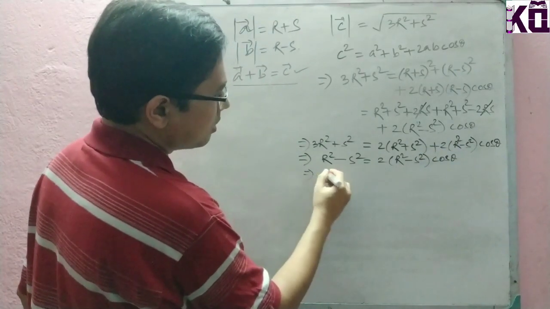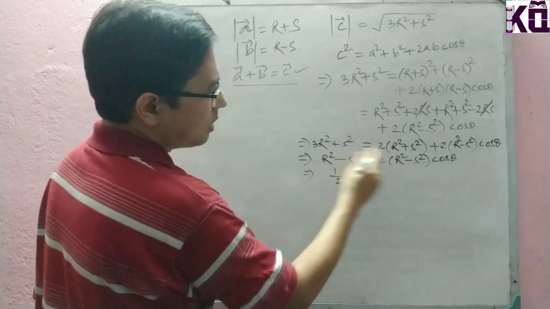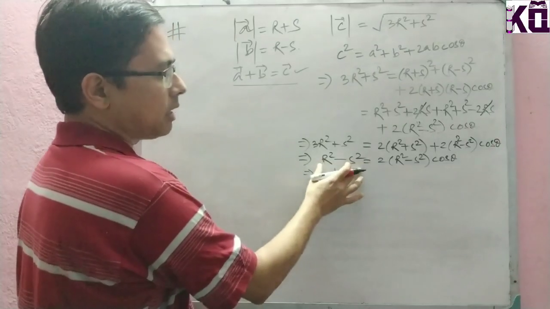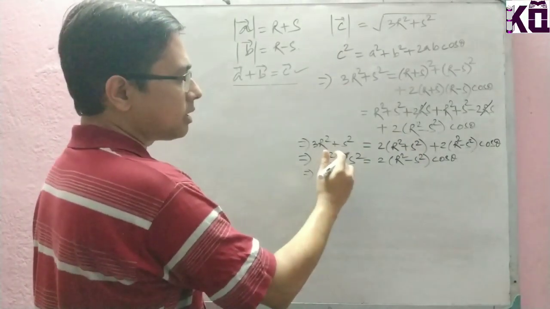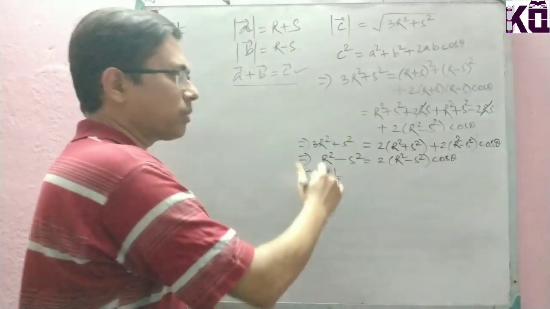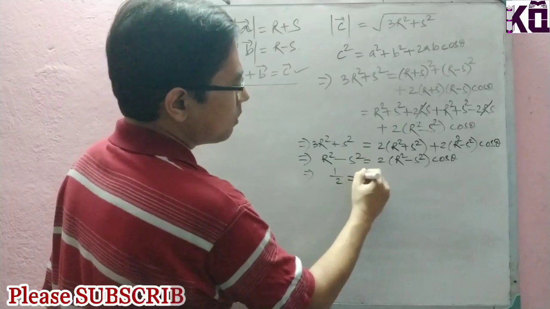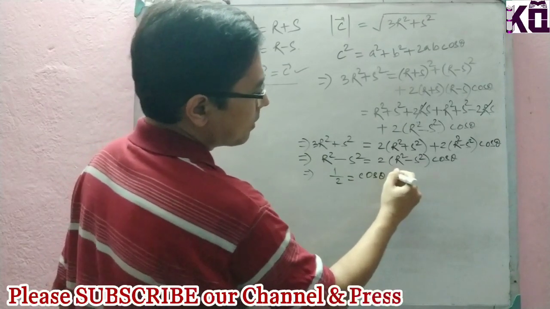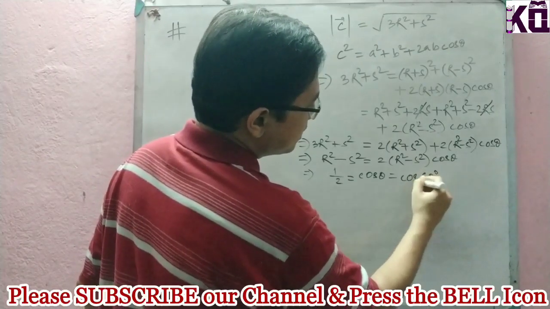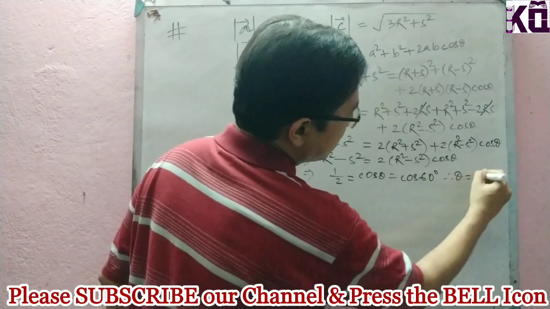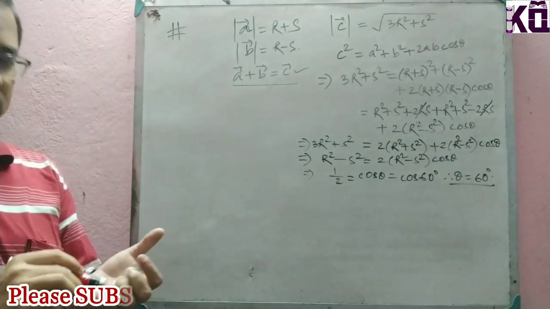That means this becomes half. The 2 is in the denominator, the r square minus s square is in the numerator, so r square minus s square is crossed out. You will get half equal to cos theta, and half means cos of 60 degrees, therefore theta becomes 60 degrees. So this is the final answer.